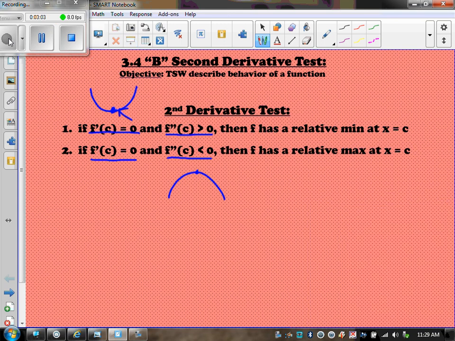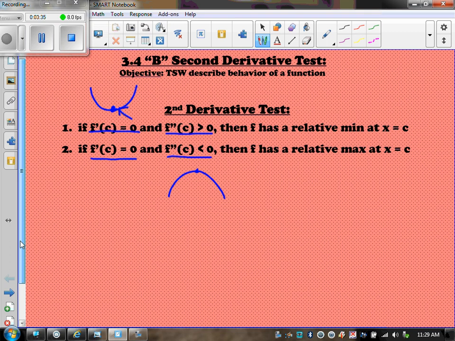That's what my second derivative test is. If I can find my critical numbers, and then plug those critical numbers into my second derivative: if my second derivative is positive, concave up, then I have a relative min. If my second derivative is negative, it's concave down, then I have a relative max. So I can find relative maximums or minimums two different ways now, right? I can test my sign chart and test my intervals and see if my first derivative changes from positive to negative or negative to positive, or I can do the second derivative test and see if it's concave up or concave down.